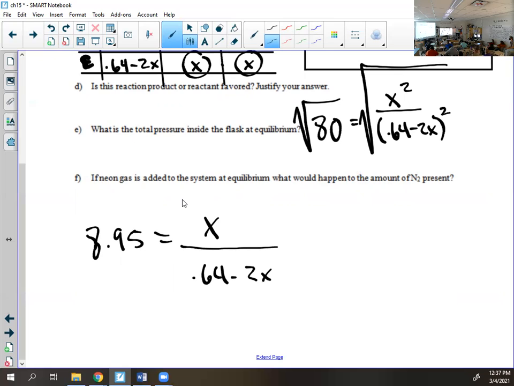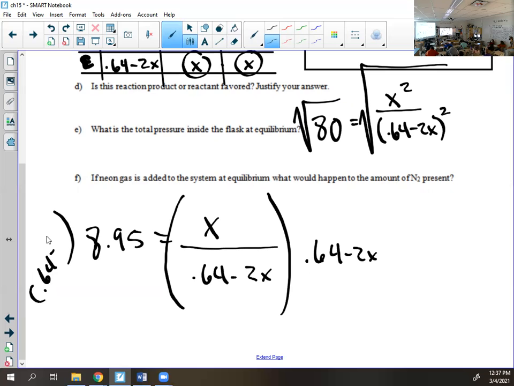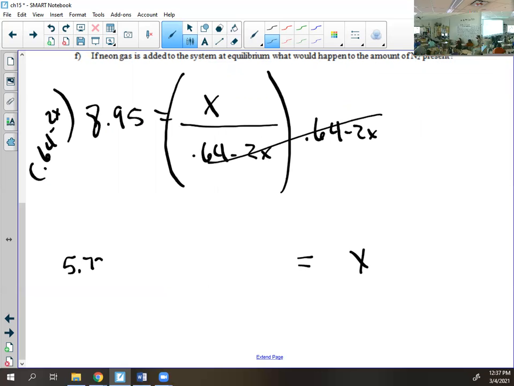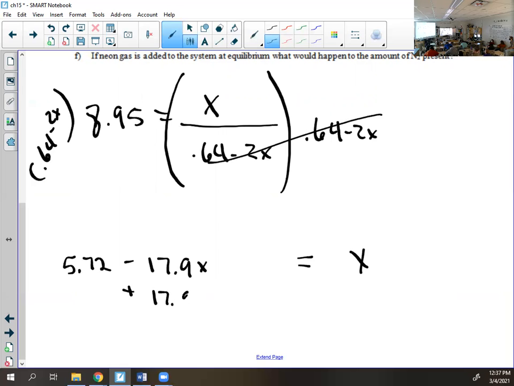Yeah. Okay, then you have to multiply both sides by 0.64 minus 2x. Okay, so now I have x on the right side because these will cancel out, right? Then Rollins, help me with this real fast. So it's 5.72. That's what 0.64 times 8.9 is. And then what else did we have? Minus 17.9x. Okay, then how do I complete it from here? You add the 17.9x to the x.